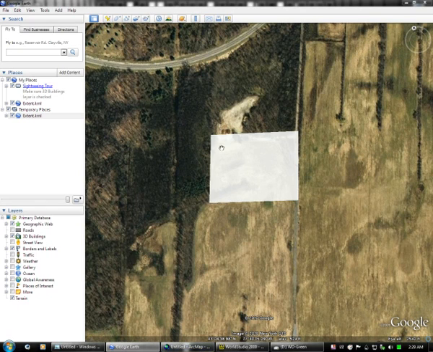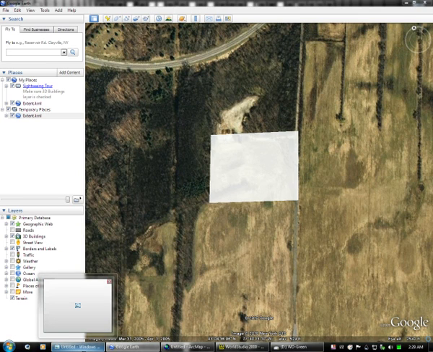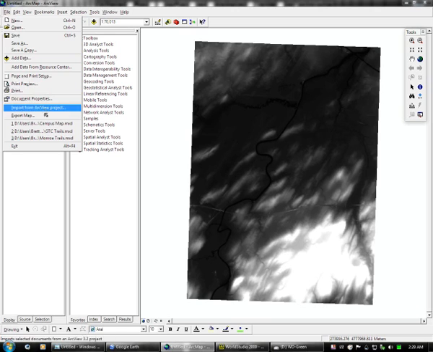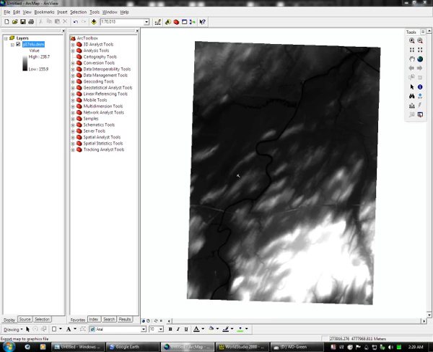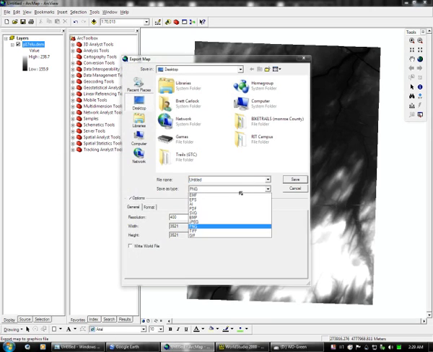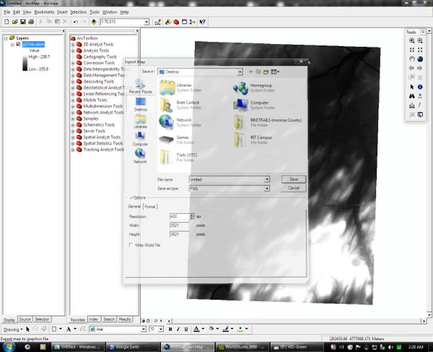So what I then did is I clipped a piece of the DEM out in ArcMap, and then I exported it to a raster format, which in this case was a bitmap. And the result of that export was this image here. As you can see, it's highly pixelated due to being a very, very small subset of that data.